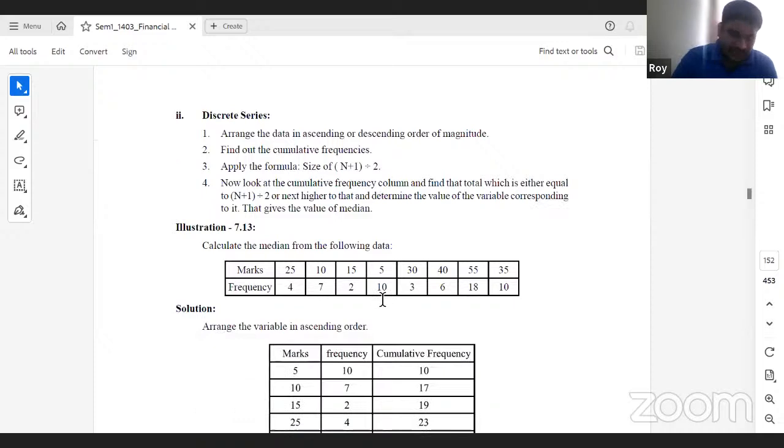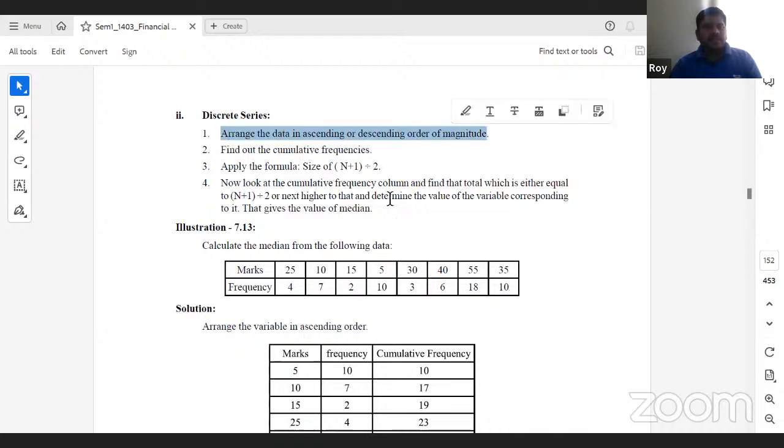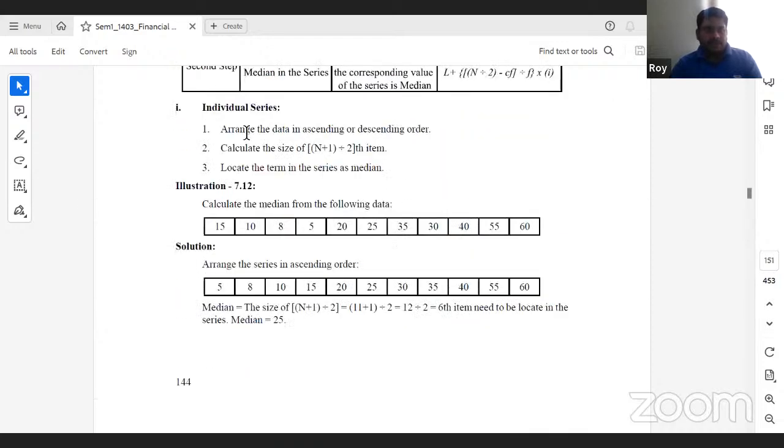Now, discrete series. When we have these kinds of discrete series, the formula will be again, apply the formula: size of (n plus 1) divided by 2, or the next higher to that. Now, look at the cumulative frequency column and how to calculate this. Arrange the data, this is very important. Arrange the data whether in ascending or descending order. You can't take directly this one.